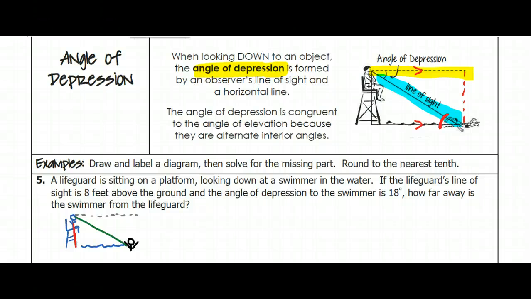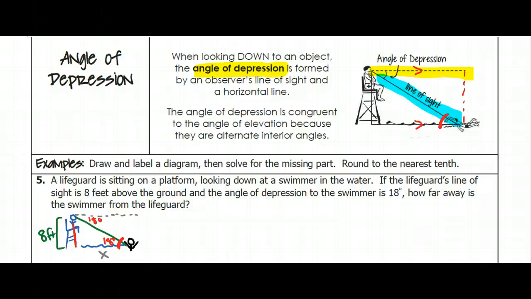So let's label what we know. The line of sight is 8 feet above the ground. So what I want to label here is 8 feet for how high the lifeguard is. And then since this says 18 degrees up there, I can also label 18 degrees down here. And I would rather use that as my focus angle. Makes things a little bit easier. And finally, it says how far away is the swimmer from the lifeguard. So I can put an X down here to determine that.